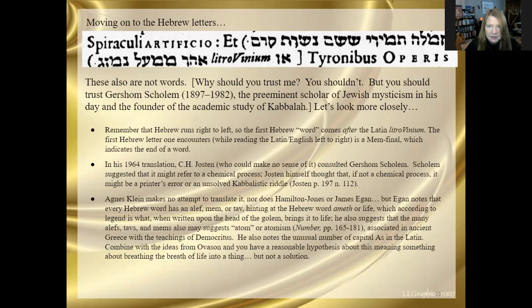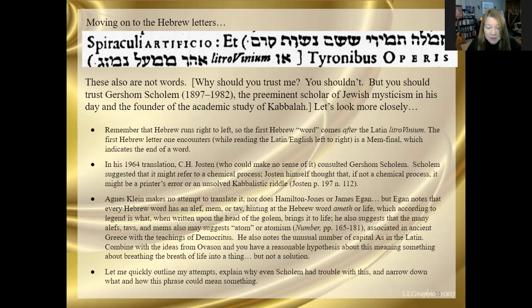Egan also, like I said, looks at all these capital A's. You combine this with the idea from David Oveson about this being a kind of flatus, this whole device that Dee is talking about before you get everything in parentheses. And you have a reasonable hypothesis, I think, that this means something about breathing the breath of life into a thing. That is, if you look at the other meanings associated with the letter Aleph and the letter Omega, you could easily make that hypothesis. It's not a solution, but it's a start.